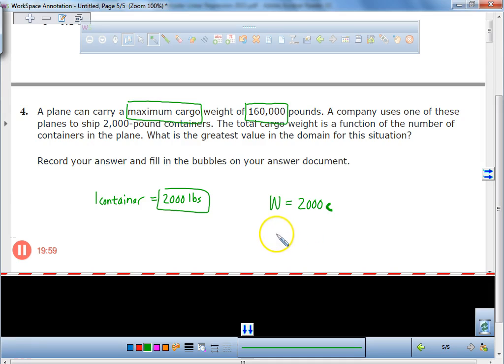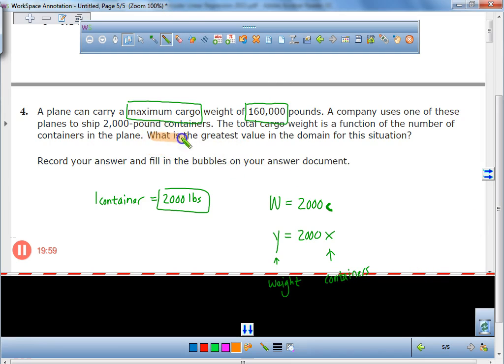So I'm going to use C. If you used Y and X, you'd say Y equals 2,000 times X, if Y represents the weight and X represents the containers. Okay? Right now, here's your task.